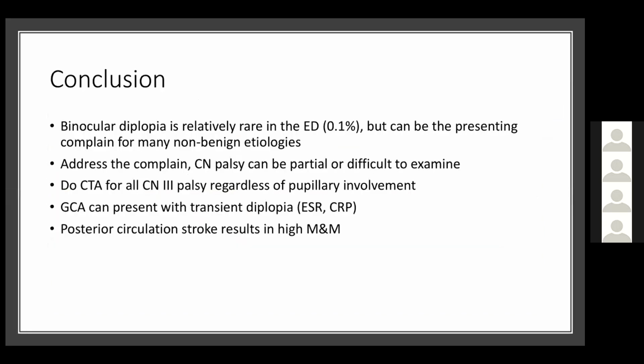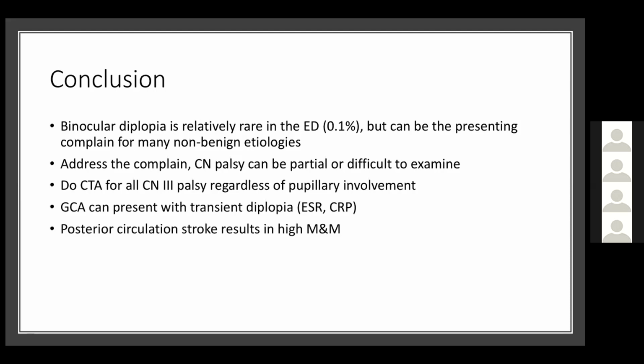Okay, as a conclusion, binocular diplopia is relatively rare in the ED. It represents 0.1% of all presentations, but can be the presenting complaint for many non-benign etiologies. So address the complaint. Cranial nerve palsy can be partial or difficult to examine. If the patient tells you that there is diplopia that resolves when you cover one eye, trust that there is diplopia even with a normal exam, because it can be partial and difficult to diagnose unless you look for more subtle findings.